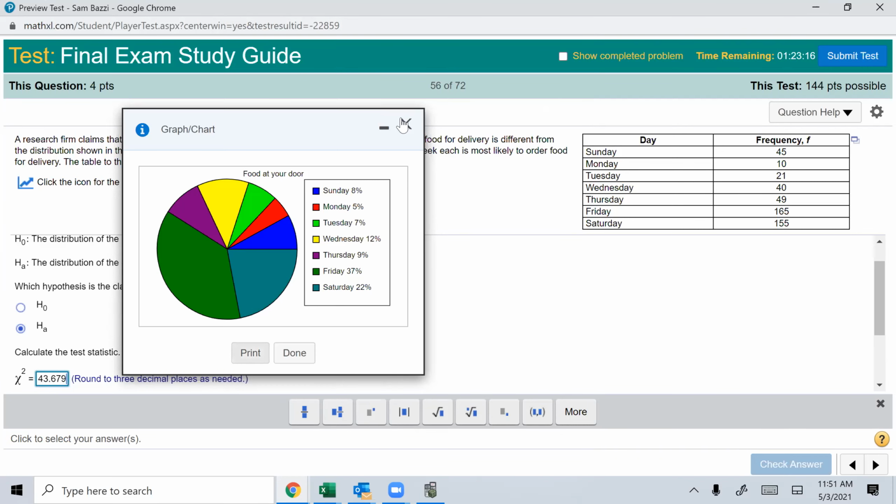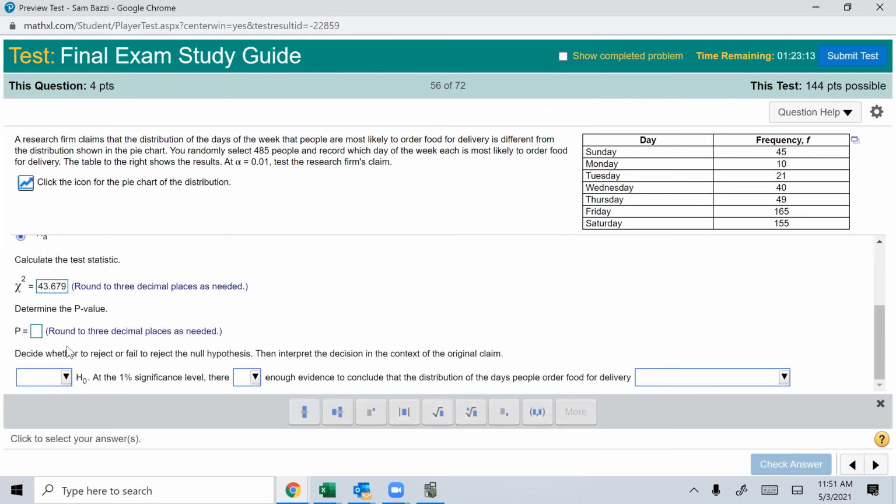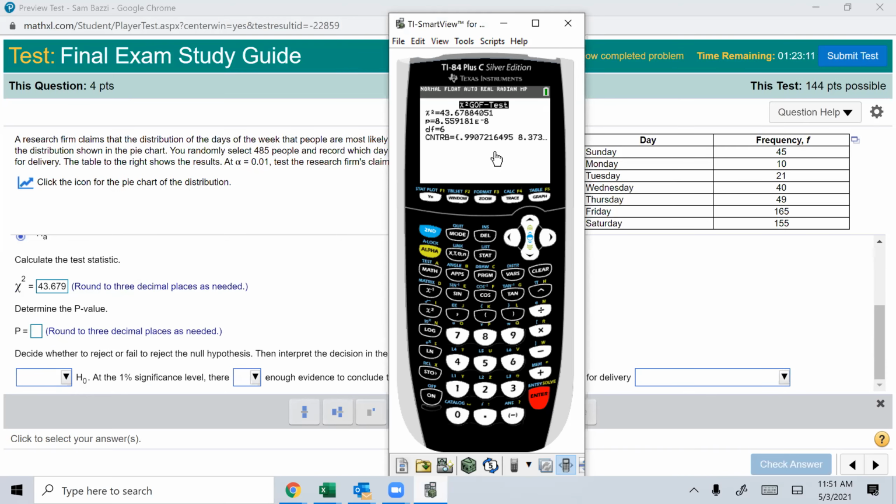And I'm done with this. And your p-value, guys, let me show you the p-value here. It's 8. Don't ignore the e minus 8. The e minus 8 means you have 0 answers. So you have to move the decimal place 8 digits to the left. So just put 0.